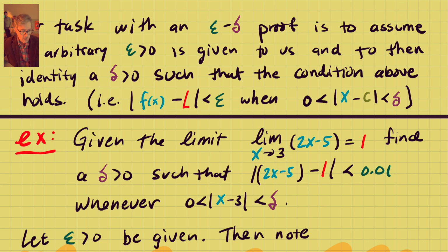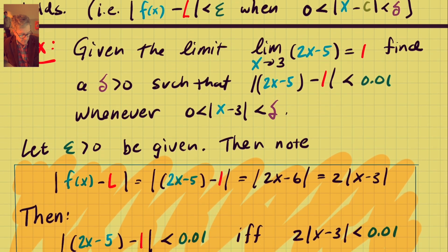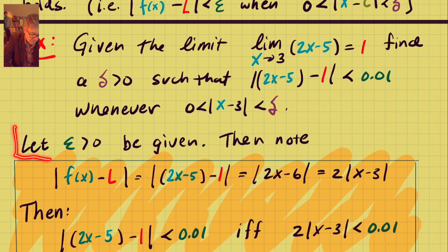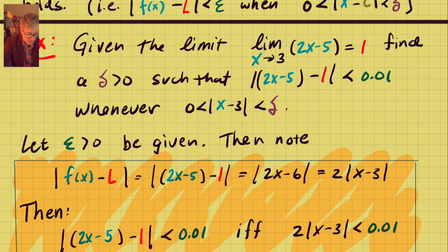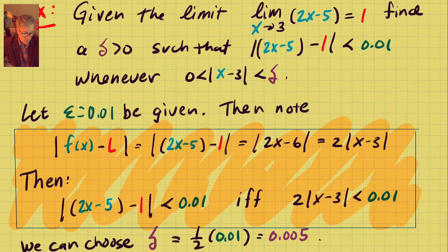Okay. So the first step of any of these is to just let epsilon greater than 0 be given. Now in this case, actually, we know what the epsilon is, right? So I could say let epsilon equal 0.01, okay? And so we'll start from that. We'll let epsilon equal 0.01. And so that's the first step. Just assume that you're given that information.